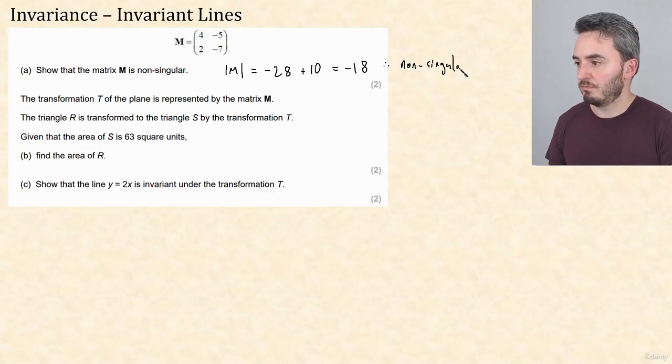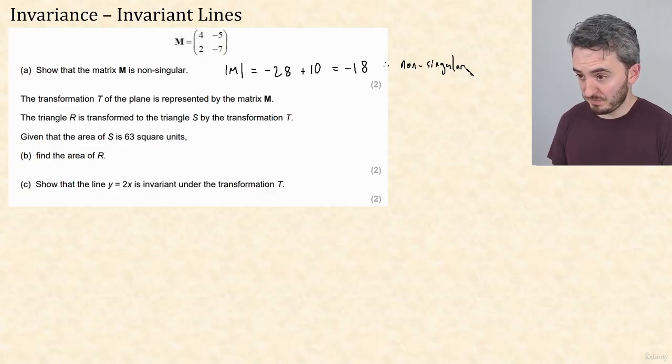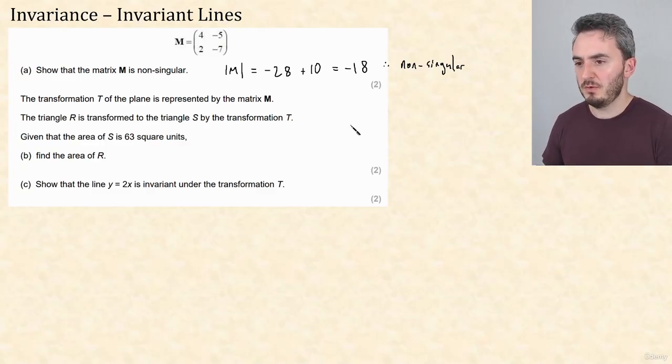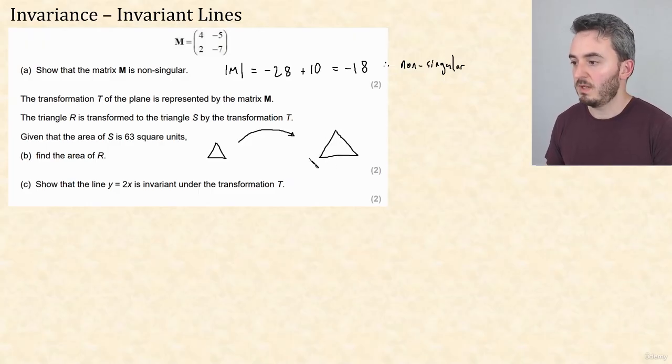Okay, next question. The transformation T of the plane is represented by the matrix M. The triangle R is transformed to the triangle S by the transformation T. Given that the area of S is 63 square units, find the area of R. Well, remember that determinants are area scale factors. So what we know is that R, which is some triangle, gets transformed to some other triangle, S, and we're told that this is 63 square units.